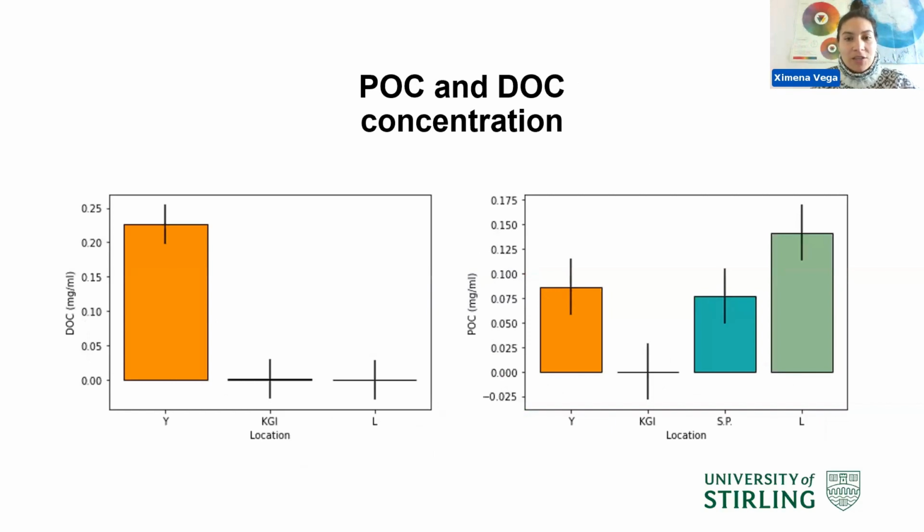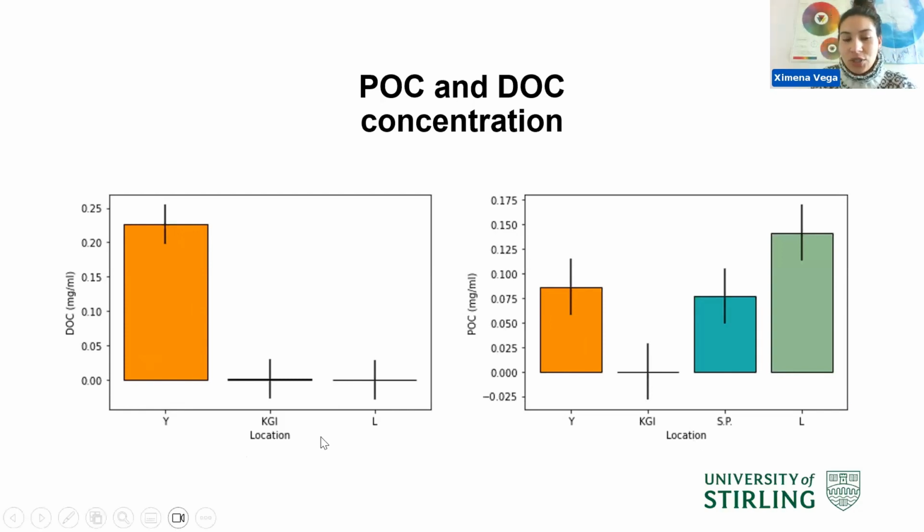So what you're looking at on your screen now are the plots of concentrations of particulate organic carbon and dissolved organic carbon. I will just highlight the values, for example, of Yelcho. This orange figure is represented by a Chilean research station, which is called Yelcho, that is at 64 degrees south. And as you can see, on average, Yelcho showed the highest concentration for both POC and DOC.